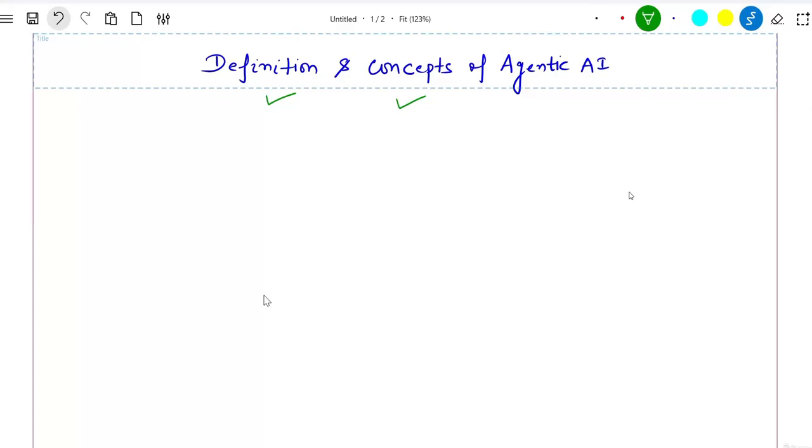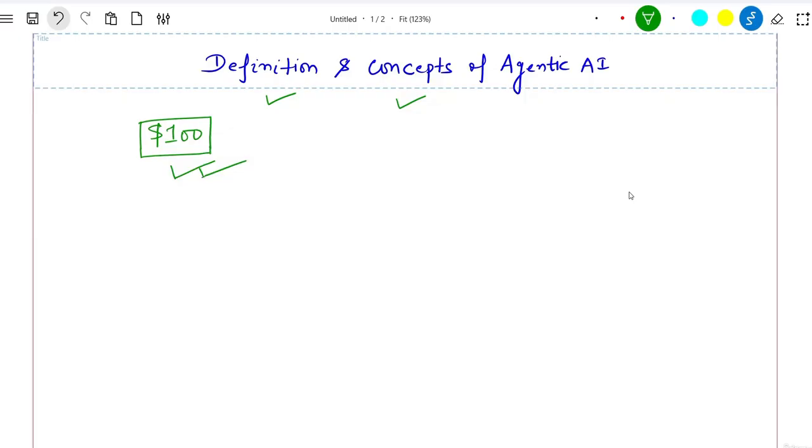Agentic AI with a real world example. So let's say I have $100 which I want to invest in the US stock market, and this is my goal. So what is my goal? My goal is to invest this $100 into the US stock market.